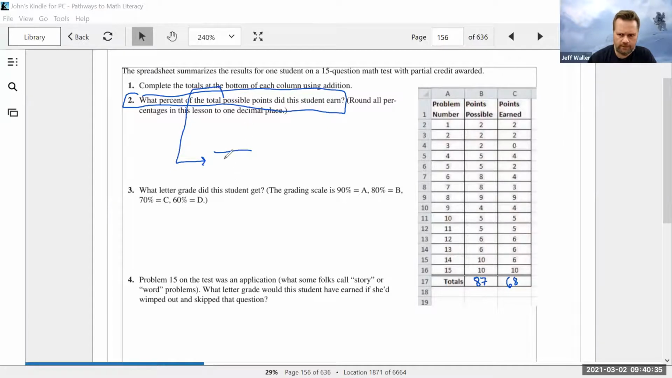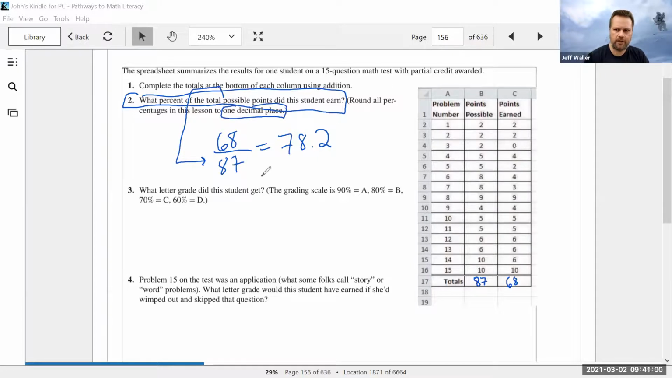87 possible points. And out of those 87, how many did they earn? They earned 68. All right. So what's that? 78.16. Rounding it to 1 decimal place, we get 78.2.